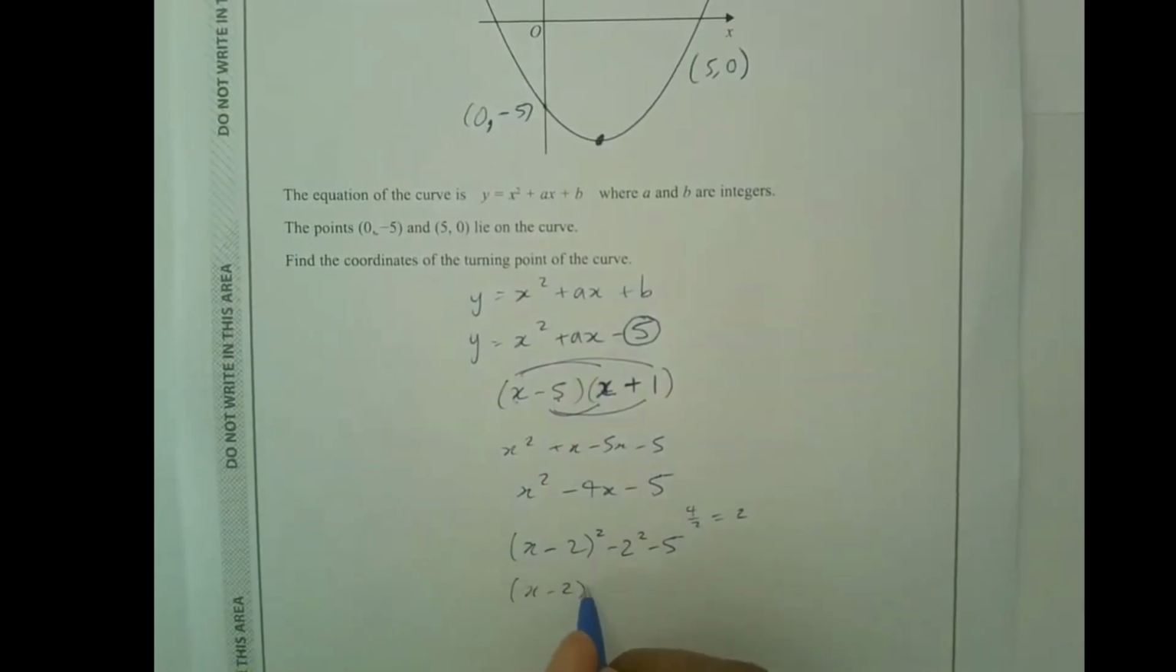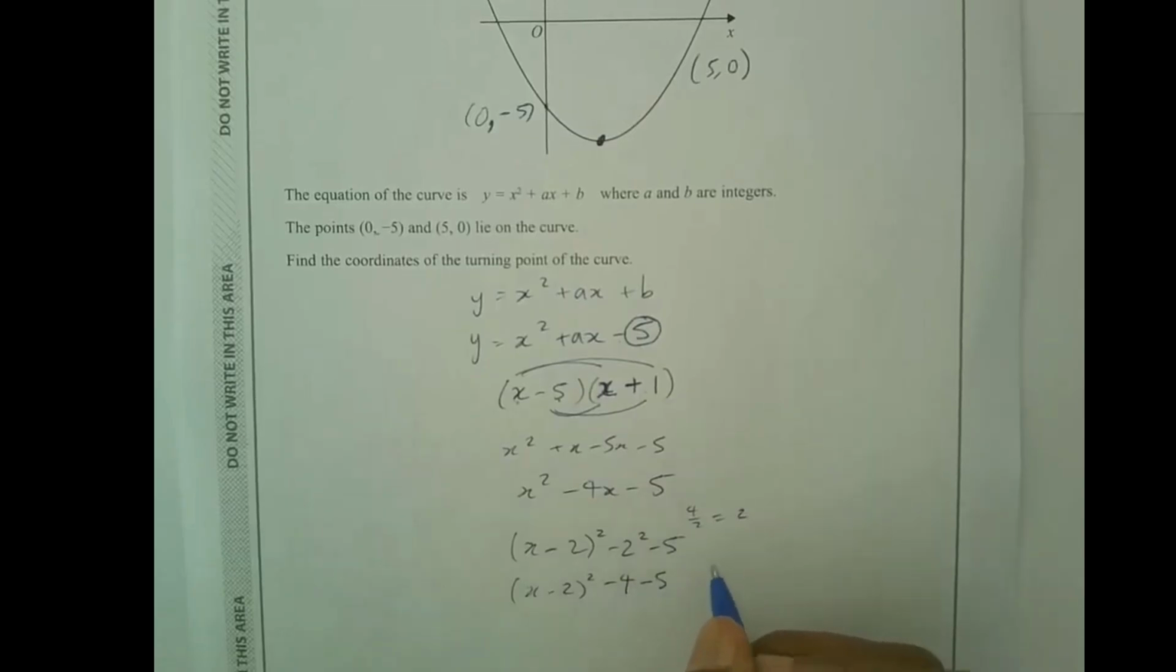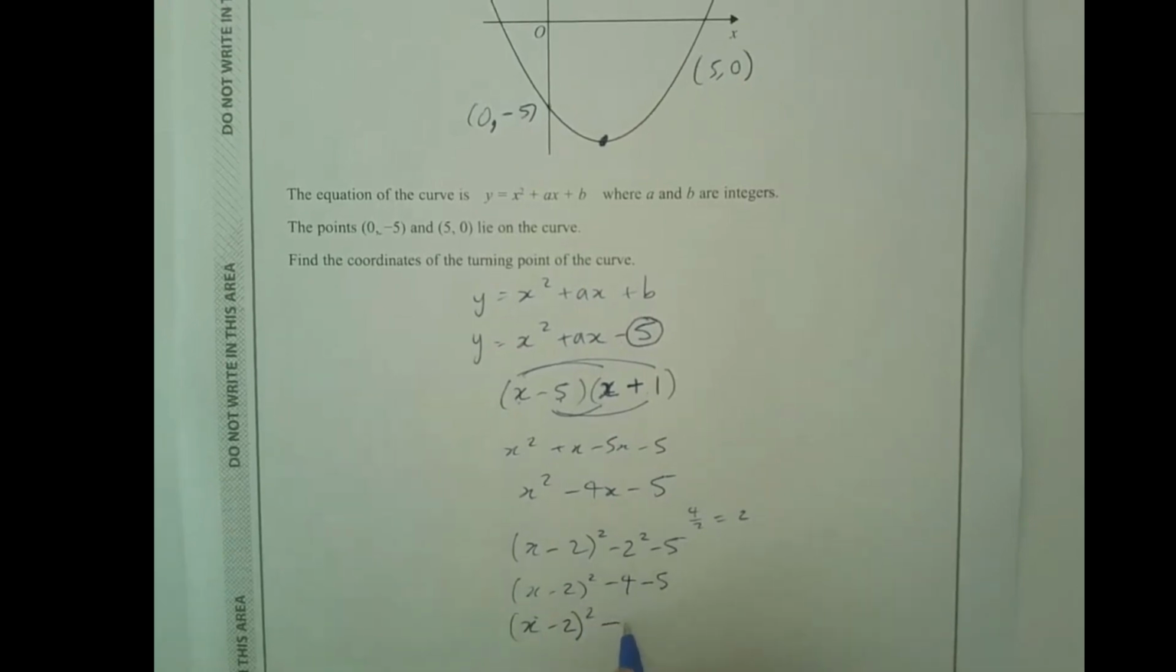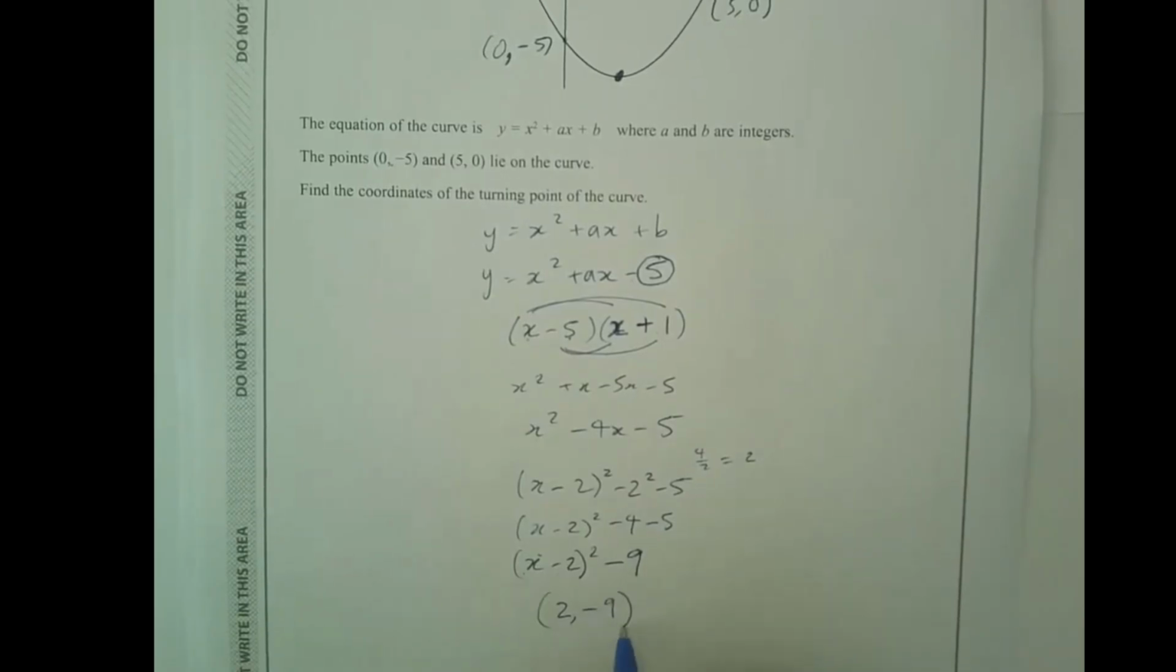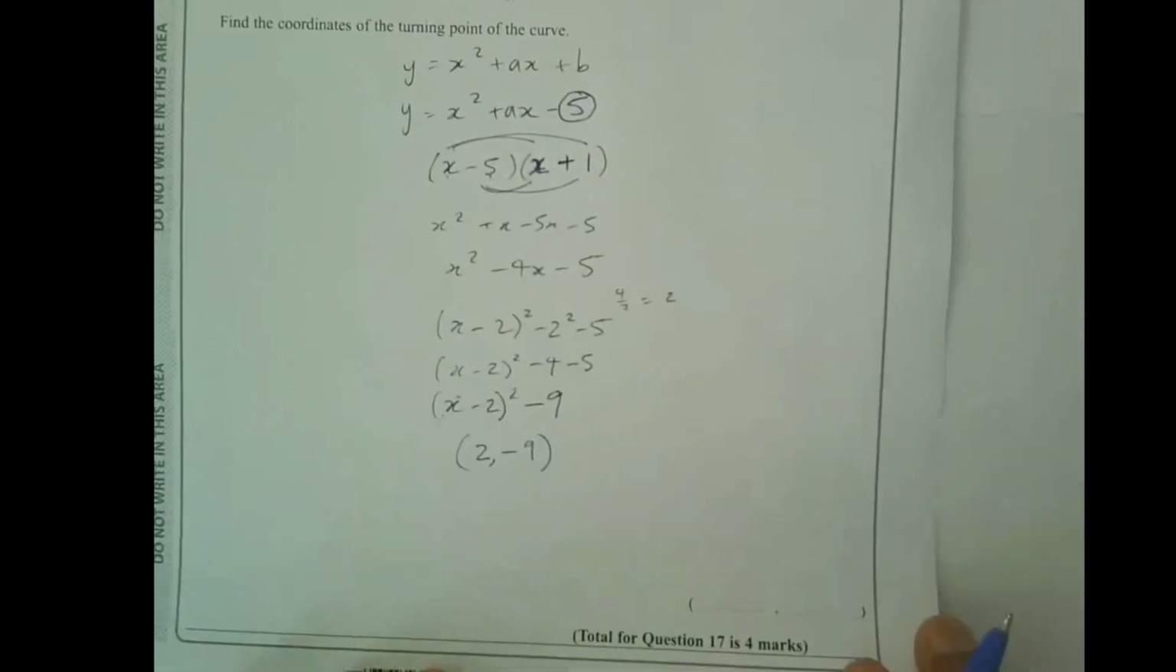x minus 2 squared, 2 squared is 4, take away 5. So that's x minus 2 all squared minus 4, take away 5, which is minus 9. Now that I've got minus 9, I'm going to have the opposite there. So it's 2, and that stays the same, minus 9. So that is my coordinate, and I can put that in here. 2, minus 9, 4 marks.